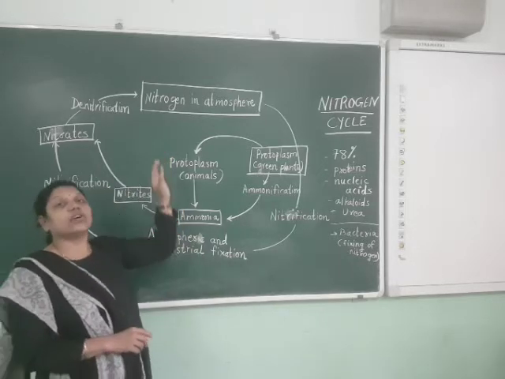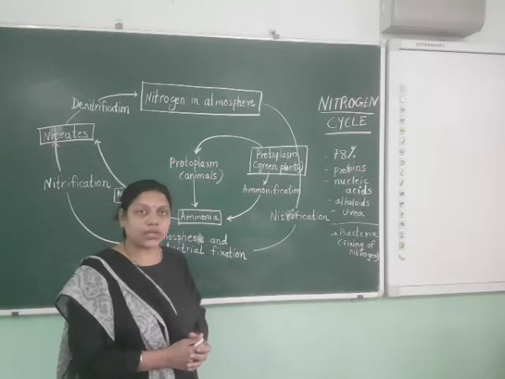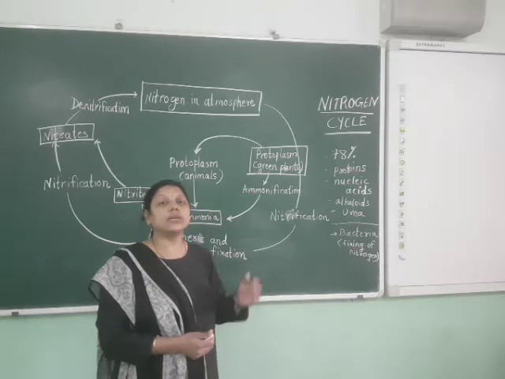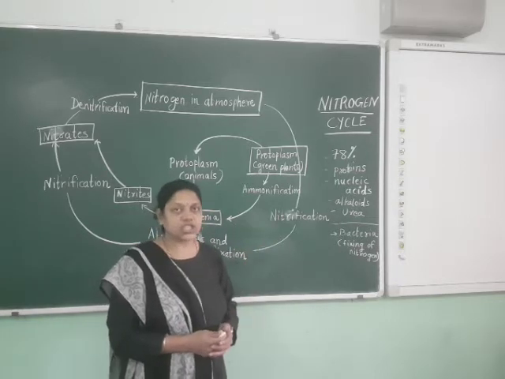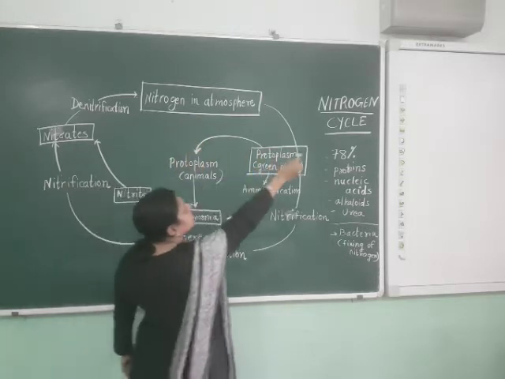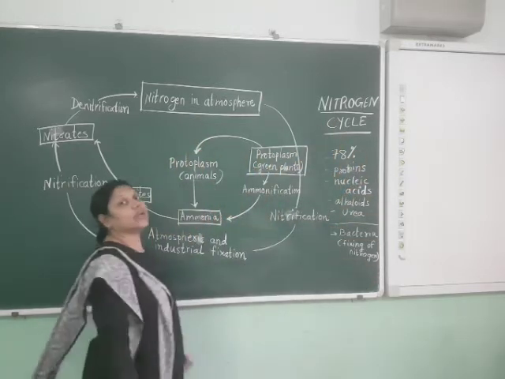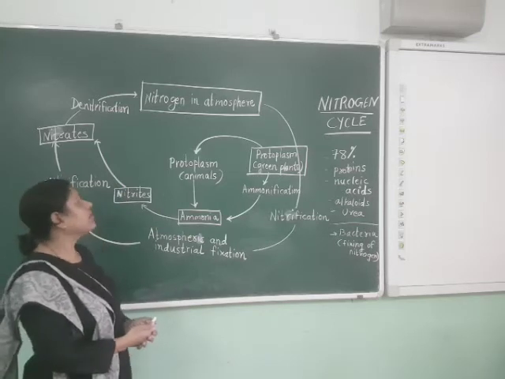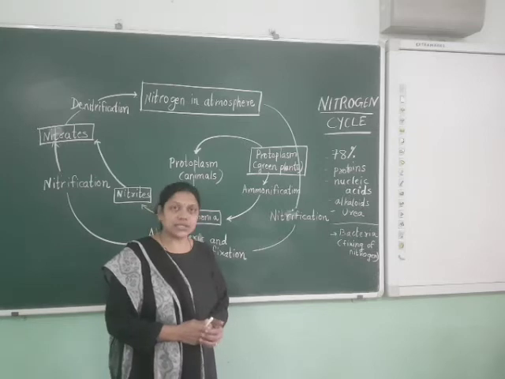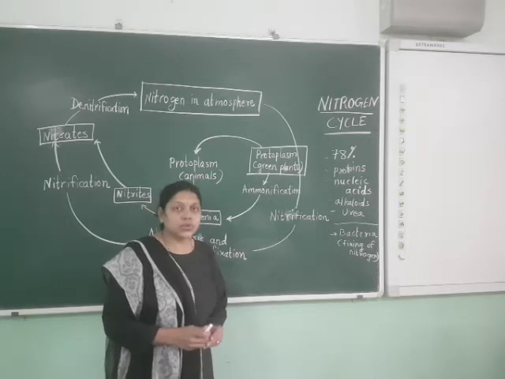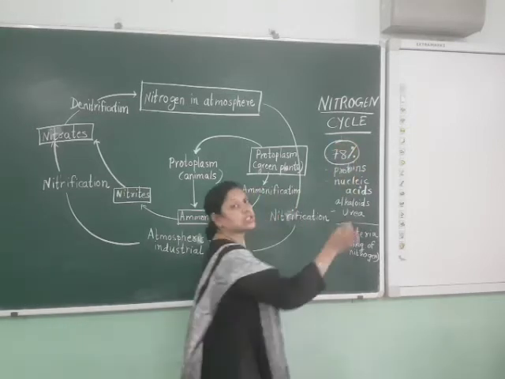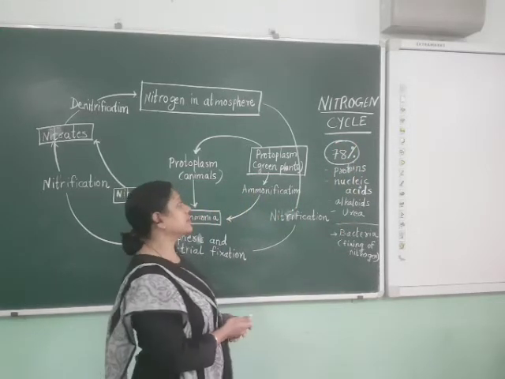Now we will see all these cycles at a glance one by one so that you can get a clear idea about the cycles in nature. Now let's start with the nitrogen cycle. When we talk about nitrogen, we know that nitrogen is one of the elements present in the atmosphere. This gas constitutes 78% of the atmosphere.